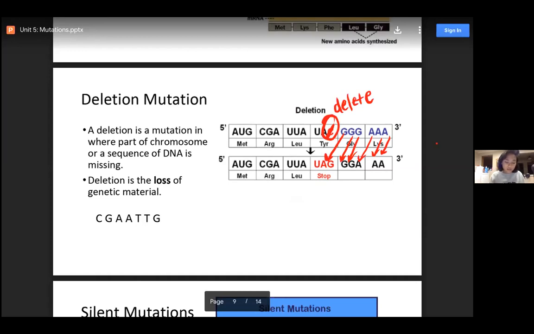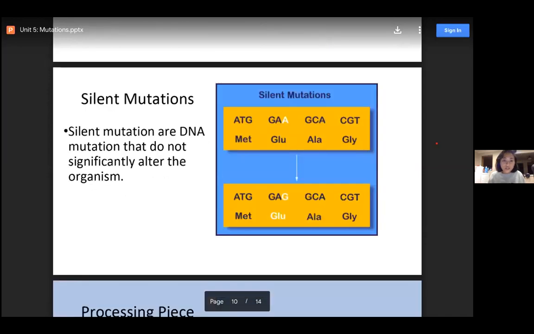Last but not least is a silent mutation. So silent mutation just means that sometimes the DNA gets a little bit messed up, but it doesn't really do anything. So for example, if you change the A to a G in this situation, it just didn't really mess anything up, and your problem will tell you when it messes something up or when it doesn't. So if everything else goes perfectly fine, that is called a silent mutation because it didn't really do anything.